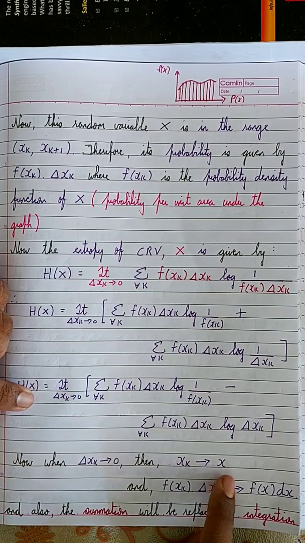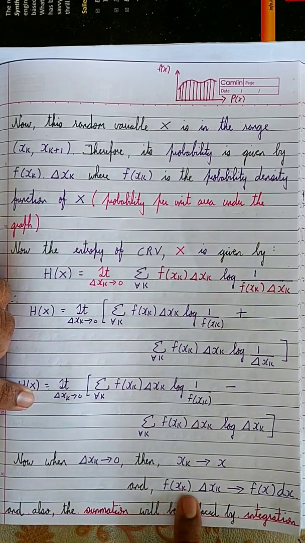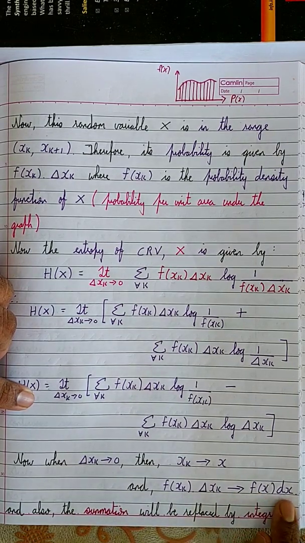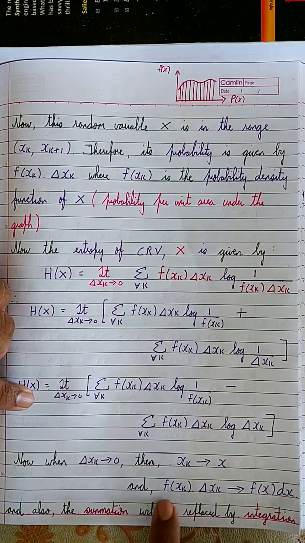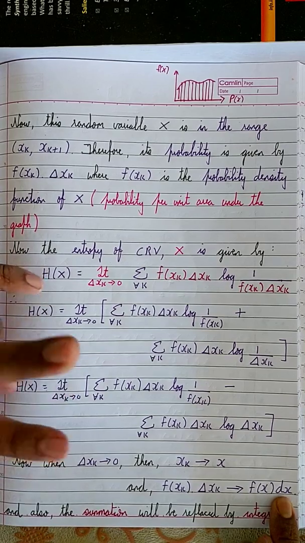And basically we know that when del xk tends to 0, then f of xk into del xk becomes f of x dx, which is basically the definition of differentiation, right? That is, f of xk del xk becomes f of x dx. That is the second thing that will happen.